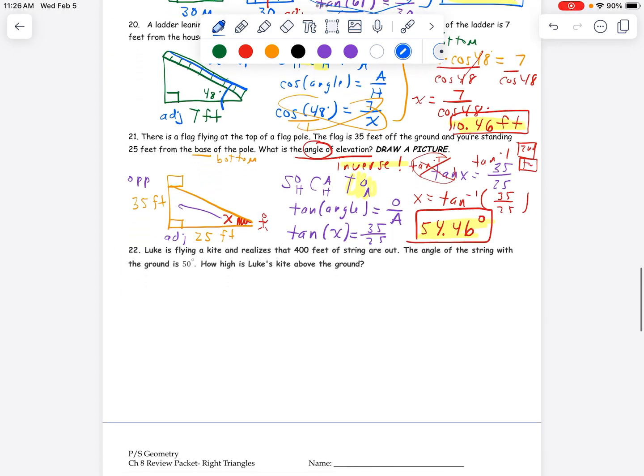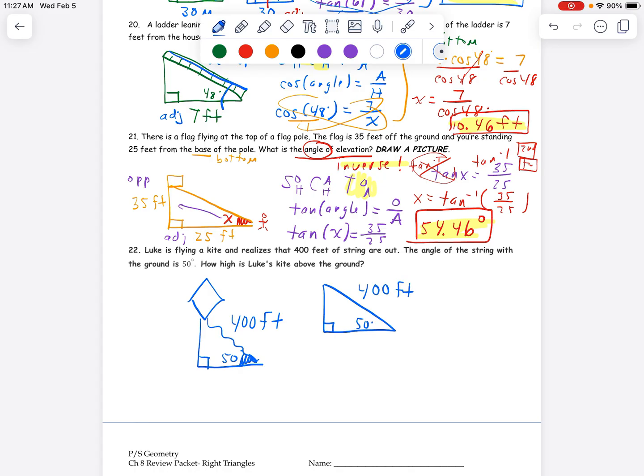Last trig word problem here. Luke is flying a kite and realizes that 400 feet of string are out. So we have 400 feet, and I'm thinking that the string is most likely not straight up and down because we're going to have some kind of wind here. The angle the string makes with the ground is 50 degrees. So if we picture this, here is the angle that the string makes with the ground. If I draw the triangle more clearly, we have a 50-degree angle here, and this is 400 feet. How high is Luke's kite above the ground? So we're trying to find this height here.